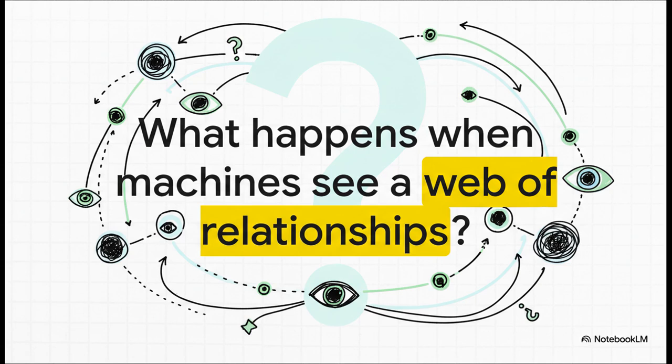Look, this isn't just some minor technical update. This is a huge leap. We're teaching machines to see the world less like a grid of pixels and more like we do, as a web of relationships and context. And that unlocks a whole new level of AI understanding, which leaves us with a really big question. What happens when machines can finally see the big picture?